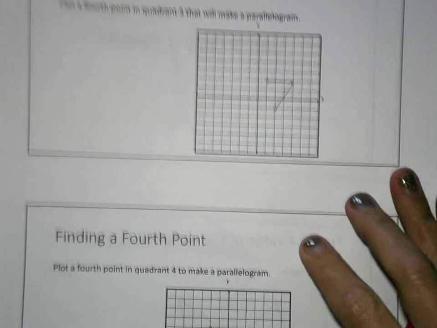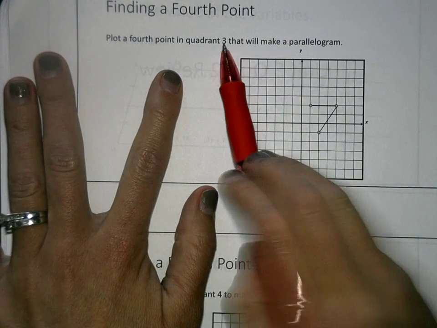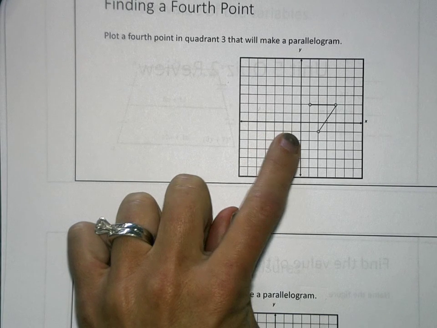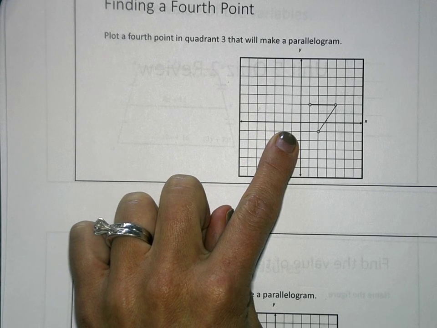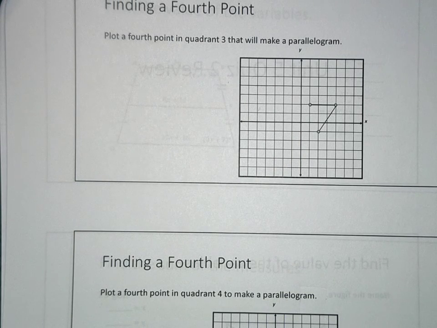So, finding the fourth point. Now, they are telling you the fourth point is going to be in quadrant 3. So it's going to be somewhere over here in quadrant 3. Write what you think is your fourth point on your whiteboards. Once you get it, show me.